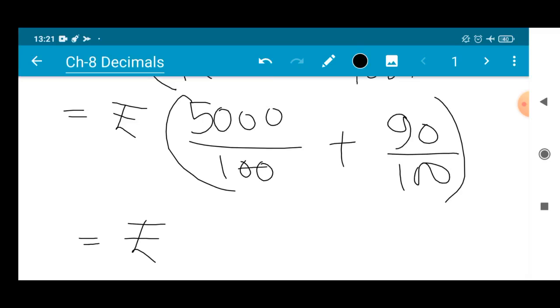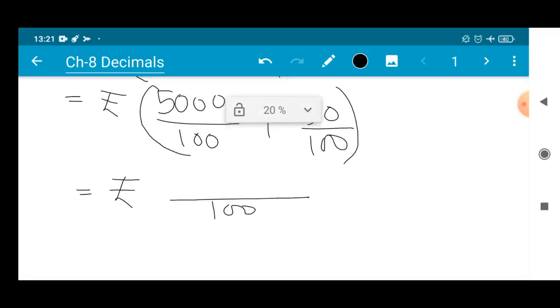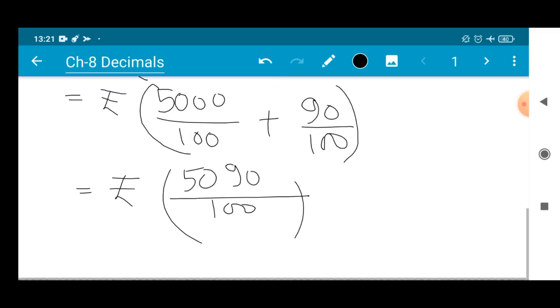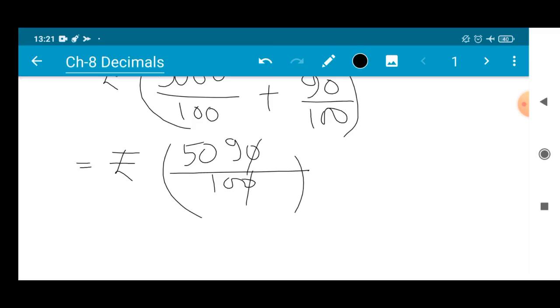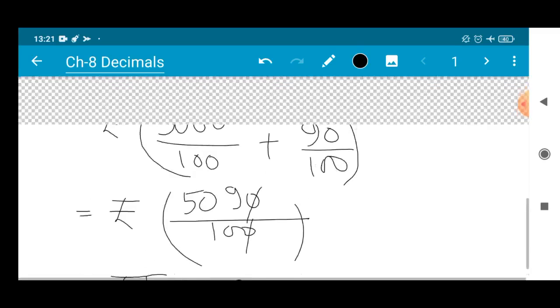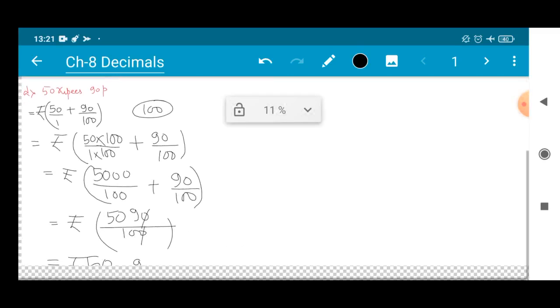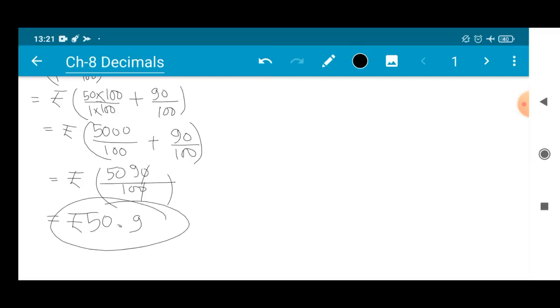Next, as 20 can be deducted, 10 can be deducted from here, so I can write it simply. Instead of doing this, as both the denominators are the same, I can simply write one denominator, 100, in the denominator and write 5090 in the numerator. Right, now 0 can be deducted, so we can simply write 50.9 rupees. So 50 rupees 90 paise means it is 50.9 rupees.